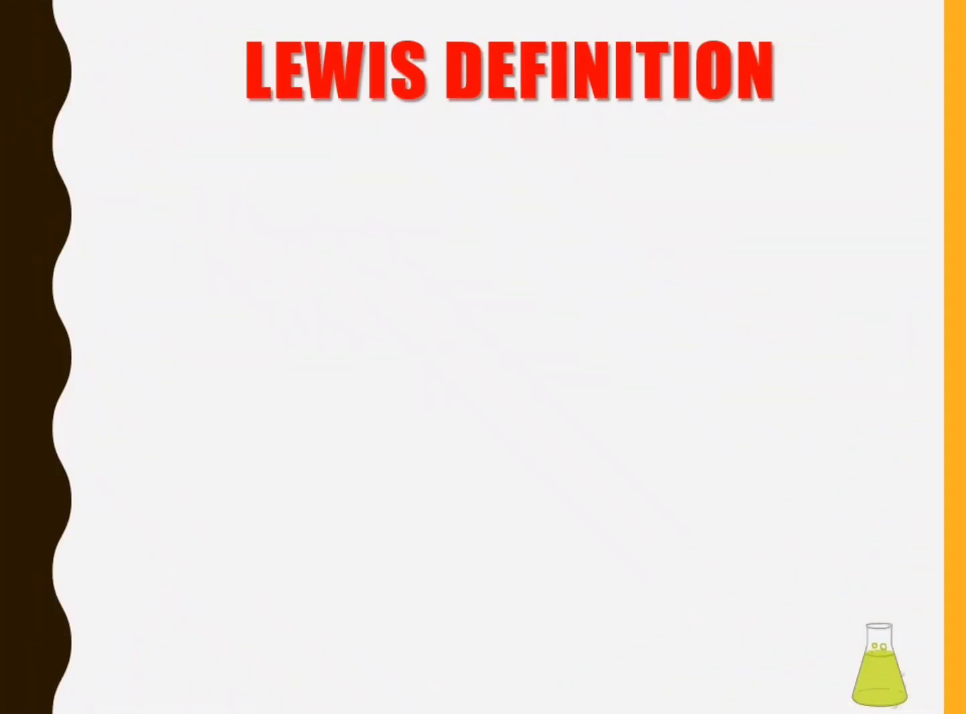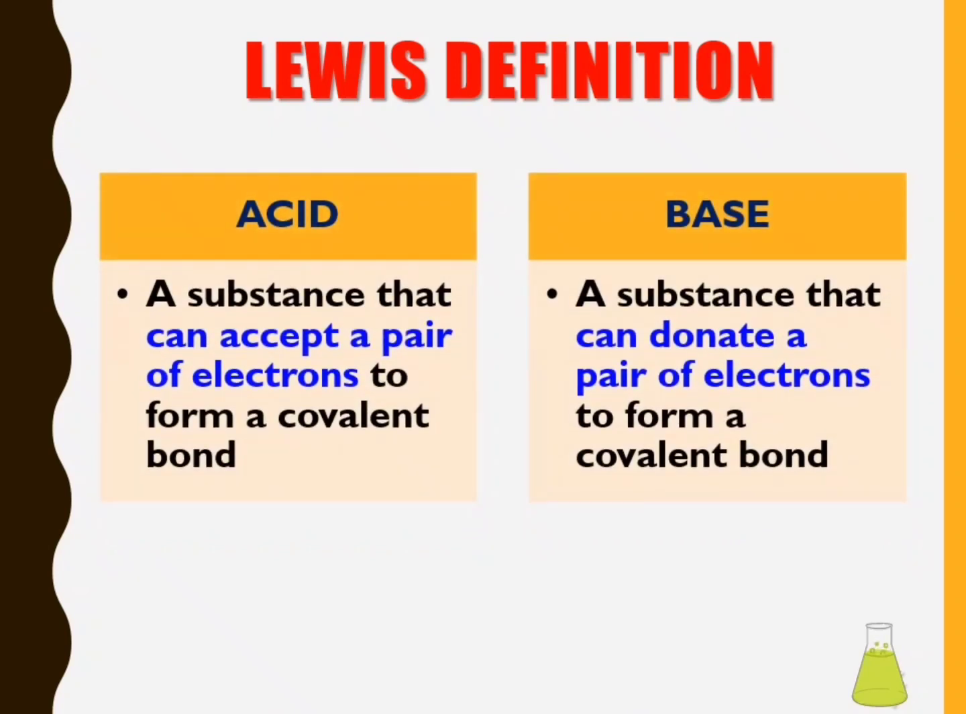Next, we look at Lewis definition. So before this, we already learned about Lewis structure. So kalau berkaitan dengan Lewis ni, mesti kena buat Lewis structure. Okay, tak lari daripada tu. Okay, so based on Lewis definition, what is acid, what is base?